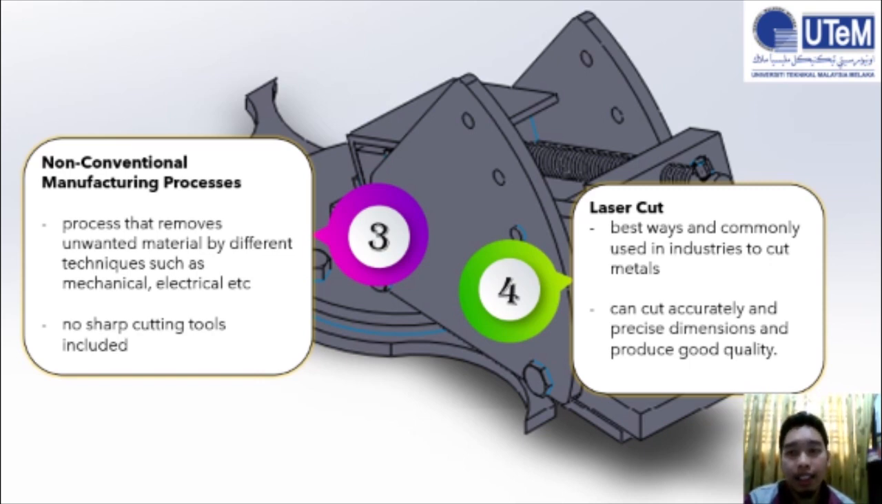Next, the laser cut. The laser cut process is commonly used in industry to cut metals. Various types of metals such as mild steel, aluminum plate, and stainless steel are suitable to be cut using laser cutting. Laser cutting can cut accurately to precise dimensions and produces good quality. Laser cutting is mainly a thermal process in which a focused laser beam is used to melt material in a localized area. Thank you.